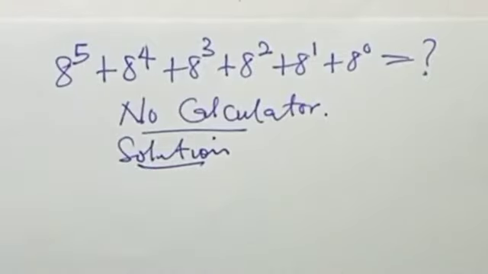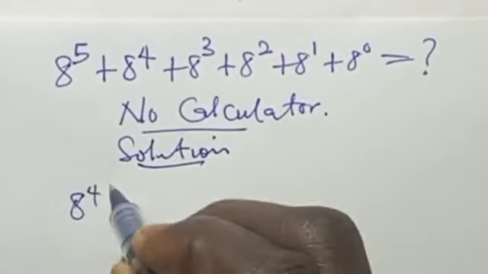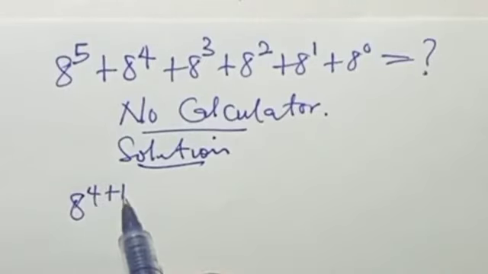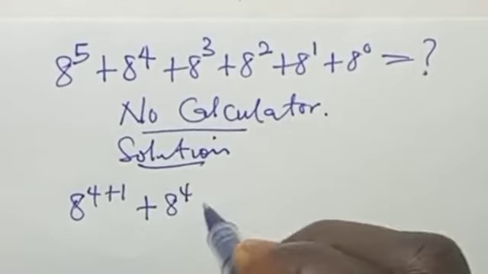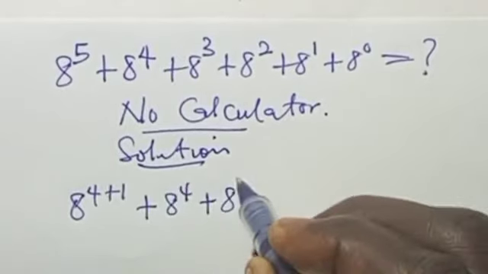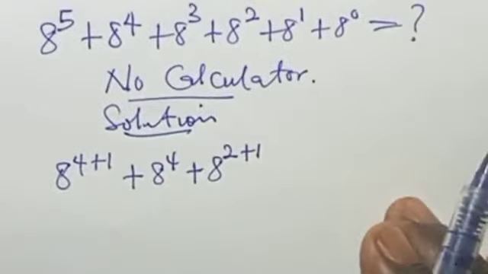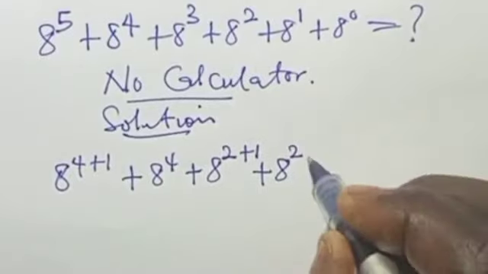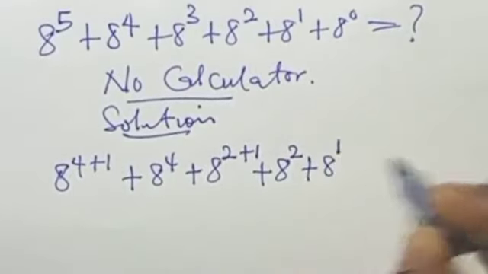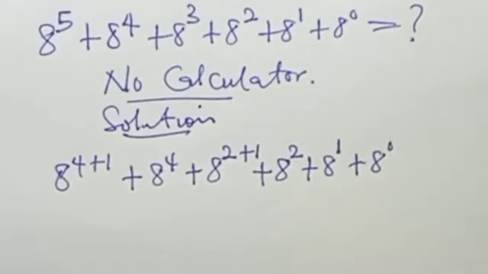8 raised to power 5 can be written also as 8 raised to power 4 plus 1. 4 plus 1 is 5. Plus 8 raised to power 4 plus 8 raised to power 2 plus 1. 2 plus 1 is the same thing as 3. Plus 8 raised to power 2 plus 8 raised to power 1 plus 8 raised to power 0.